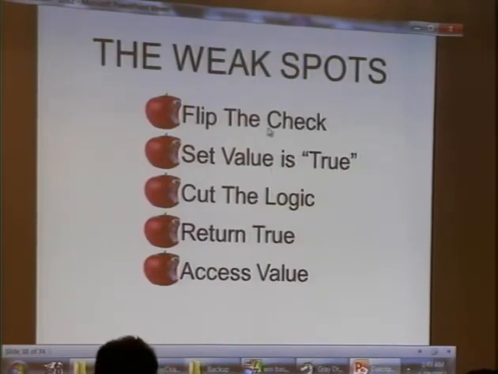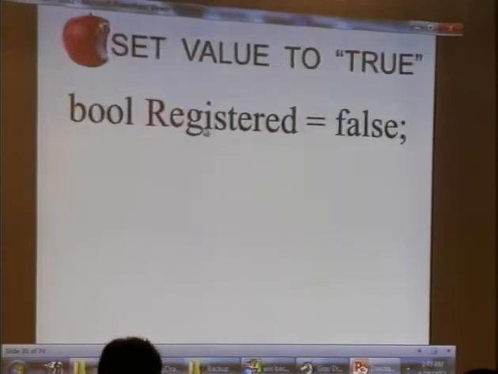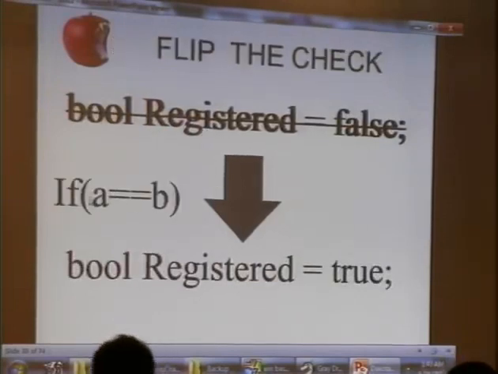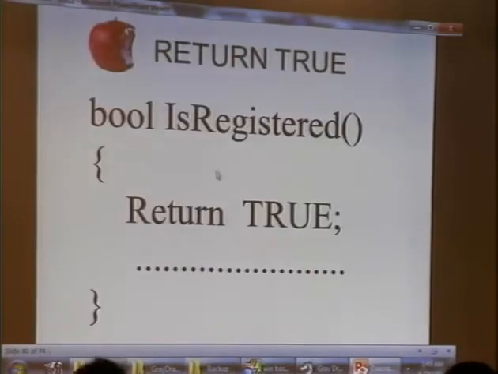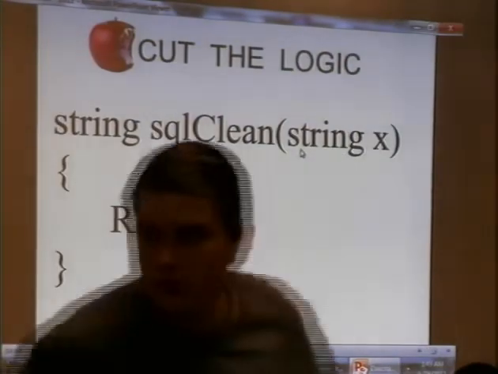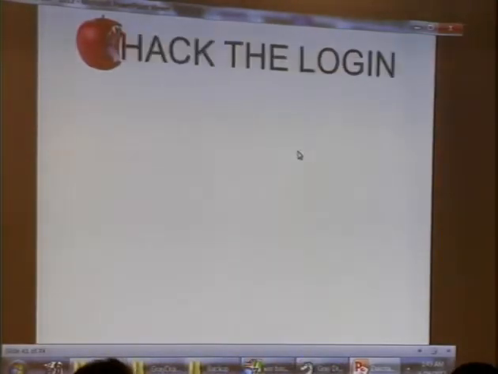So flipping the check in an application, setting a single value to true, cutting the logic, returning true, and accessing a value. This is because you can come in and say registered equals false, now becomes registered equals true. Or a Boolean check for does A equal B, like on password validation, you can simply say A not equal B. And with that simple change, only invalid passwords will pass. Is registered true? You can just throw that at the top. SQL cleaning, throw it at the top. Yeah, it was SQL cleaned, and now you've negated all of that defensive mechanism with one single command.